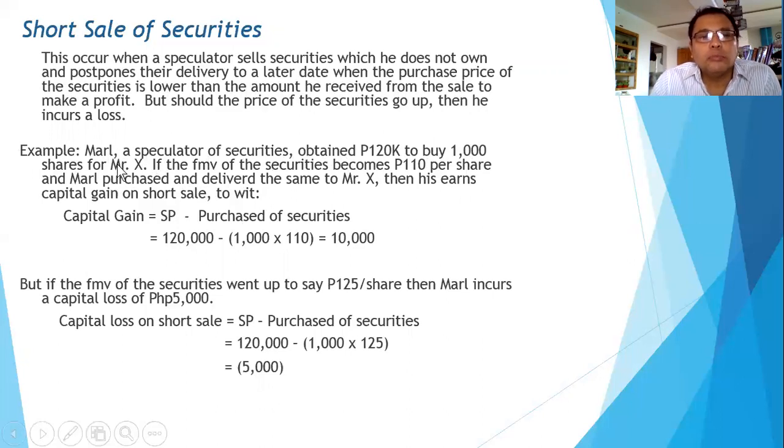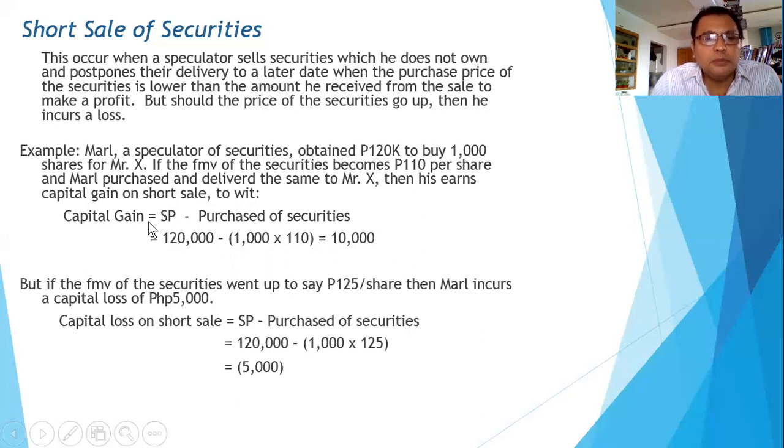Okay. So because Mr. X knows that Marl is a speculator, if the fair market value of the securities becomes 110 pesos per share, and Marl purchased them and delivered the same to Mr. X, then when Marl purchased the shares, it is lower than the amount paid by Mr. X. So then he gains on the short sale.